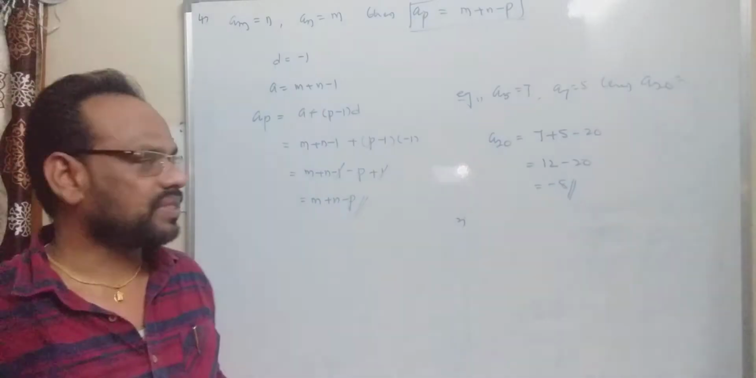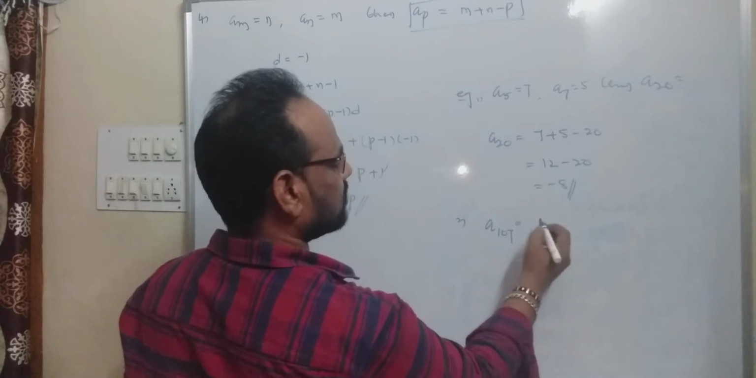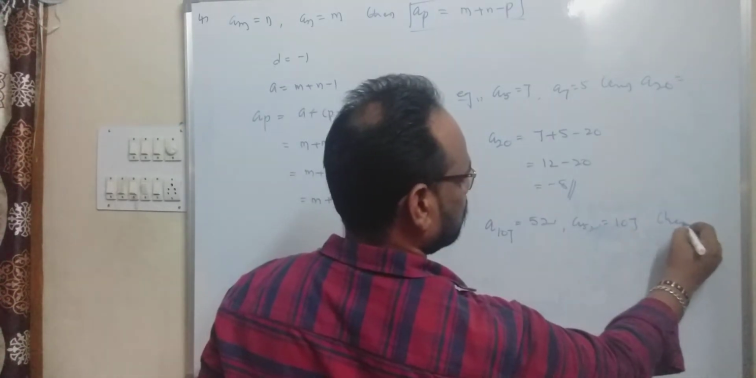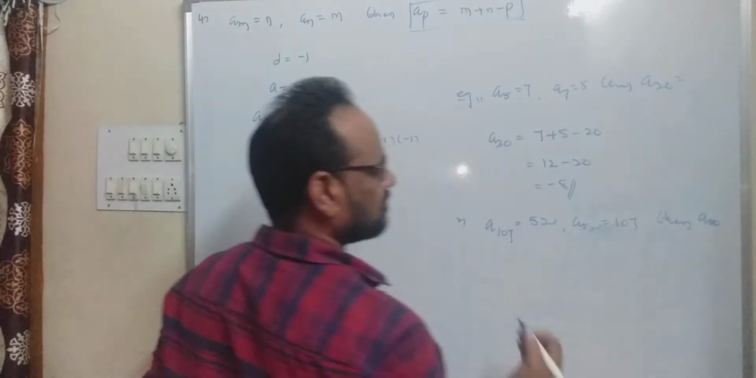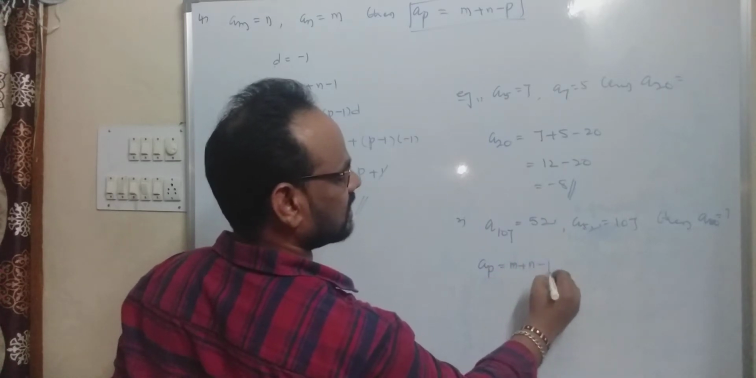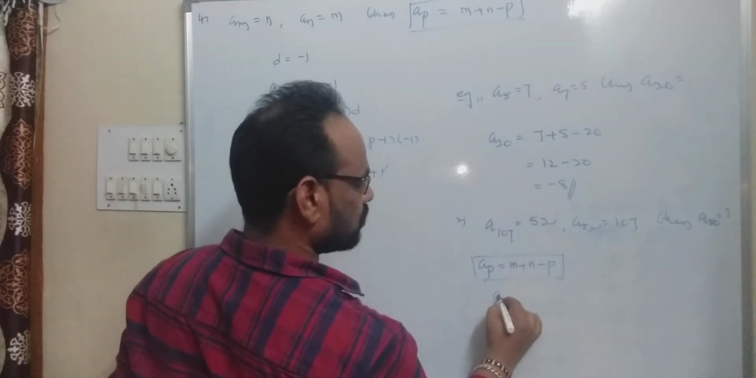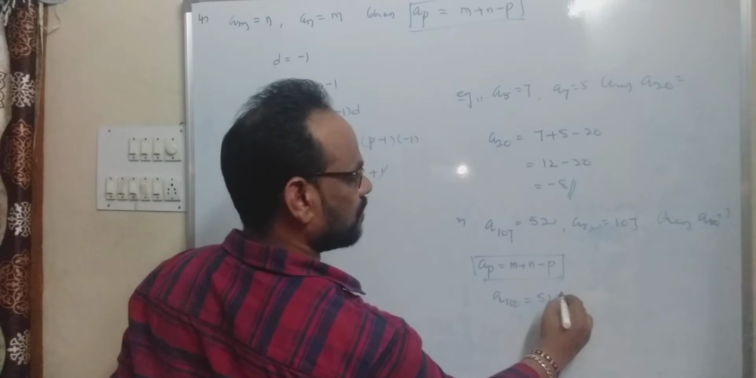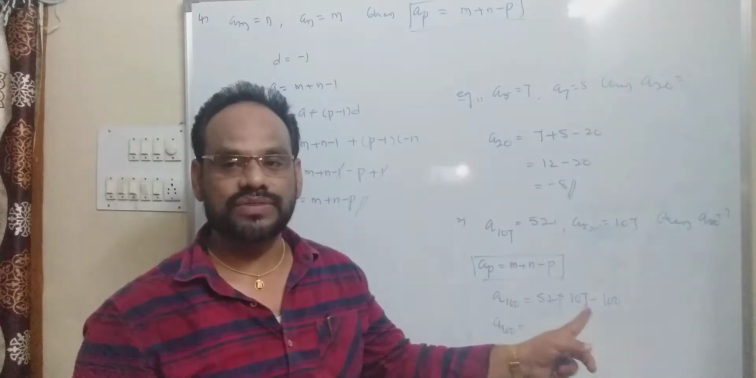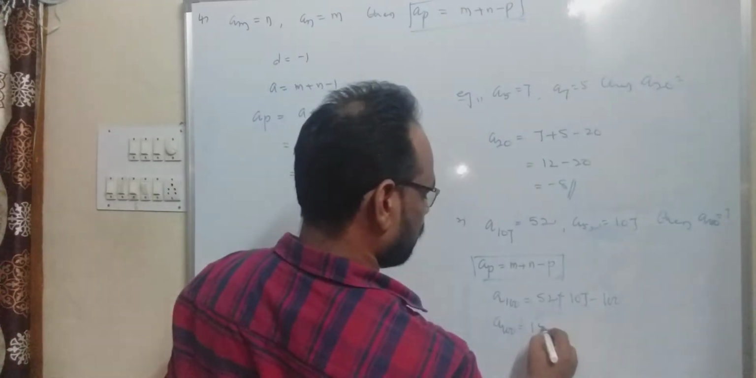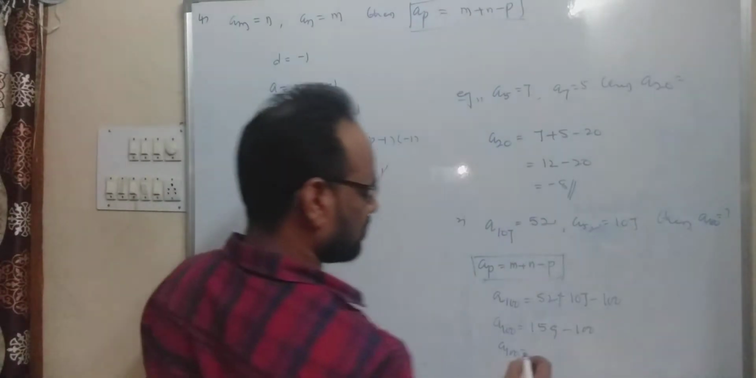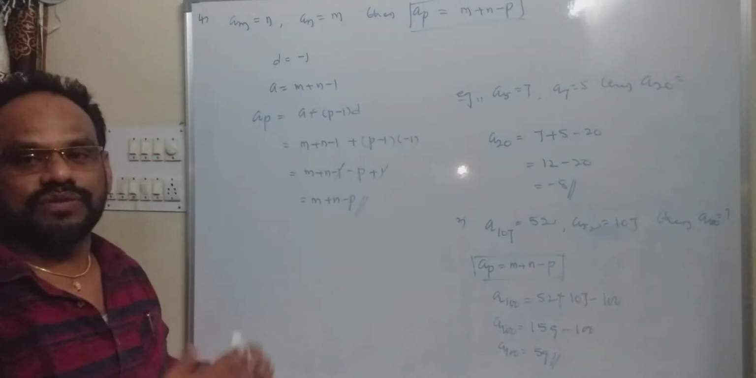Next, another example. Example 2: if the 107th term is 52 and the 52nd term is 107, then the 100th term is how much? We know that the pth term is m plus n minus p. So here the m value is 52, the n value is 107, and the p value is 100. So a_100 is equal to 52 plus 107, which is nothing but 159, minus 100. So a_100 is equal to 59. Very, very important property. Next.